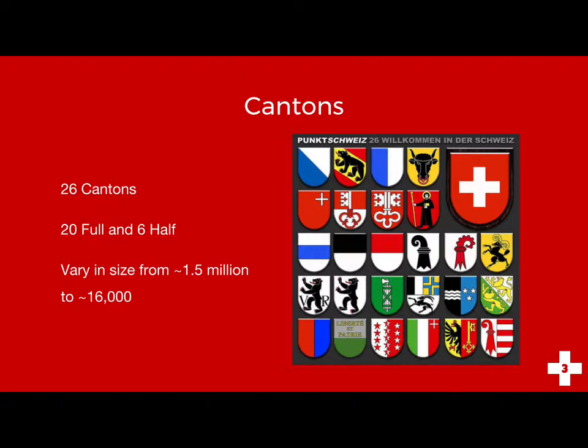For example, Zug, which is the largest one, has over 1.5 million people, and I believe Unterwalden, which is this one, has only about 16,000 people. So they vary greatly in size. Yeah, do you have a question?